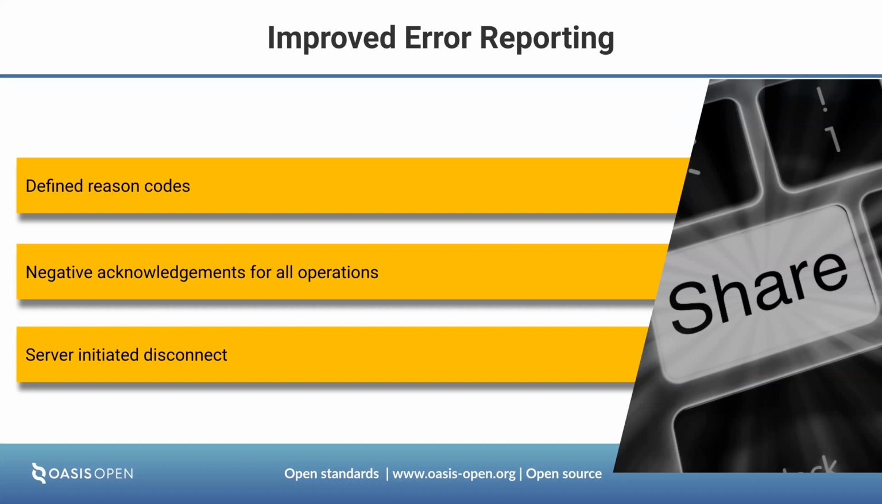And in 3.1.1, only the client was allowed to send a disconnect to the server. We changed that in MQTT 5 so that the server can also send that disconnect to the client. And that has an important role to play in sending more information to the client application, which I'll expand on.